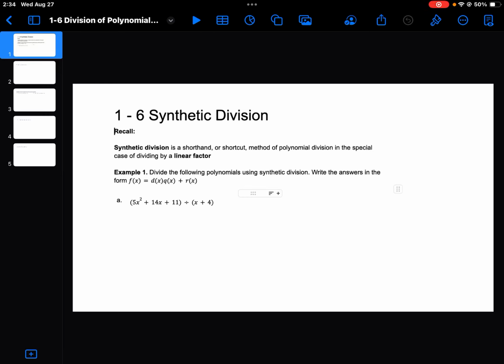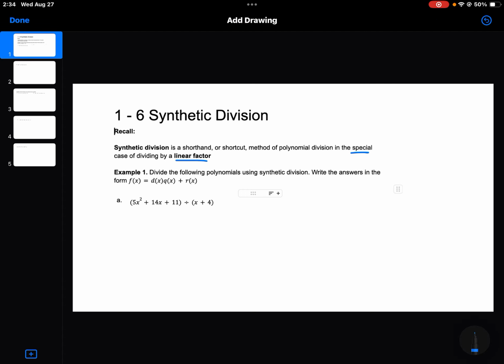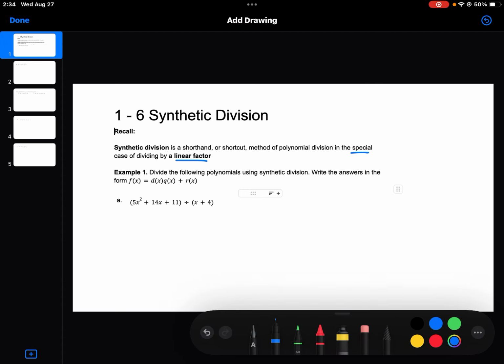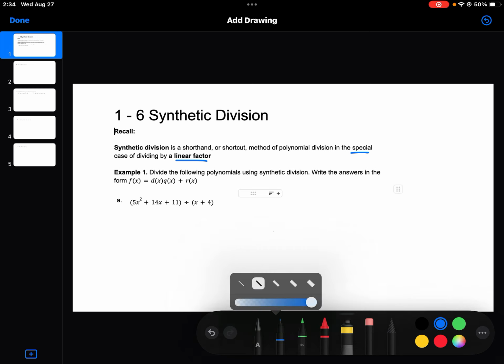We are going to divide this polynomial using synthetic division, and that's going to allow us to use a faster shortcut or shorthand method to divide a polynomial, but only if there is a linear factor. So that feature is really important. You can't be dividing by x squared plus 1 or x cubed. It has to be a linear factor.